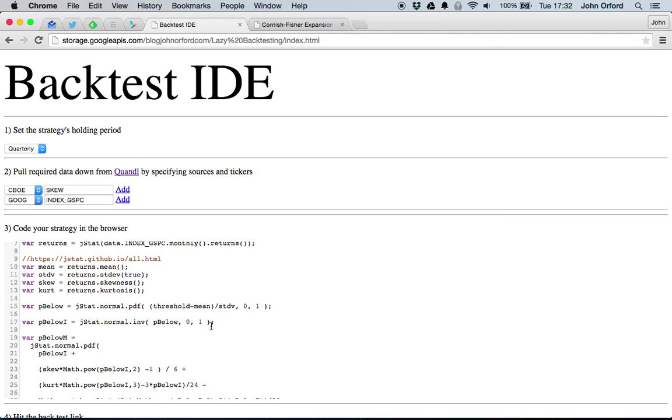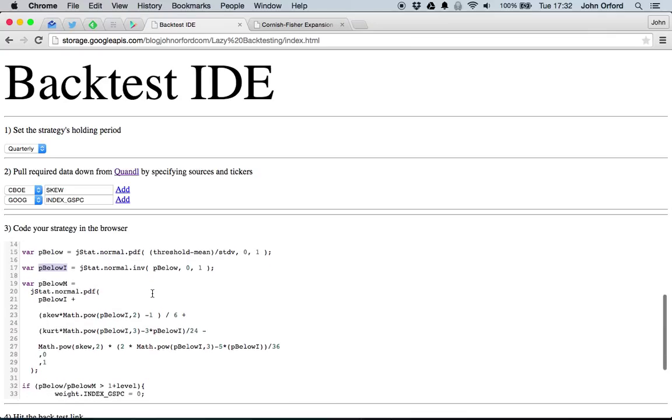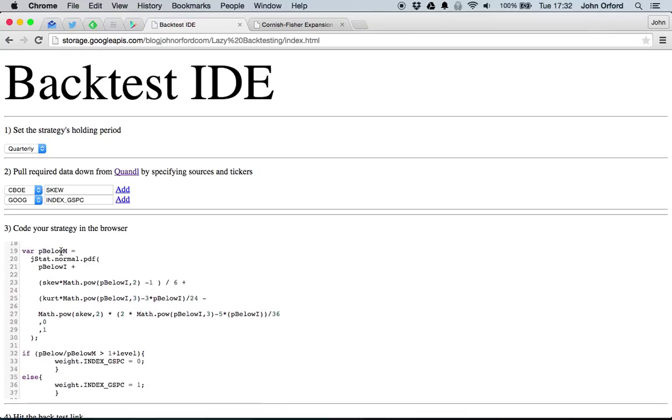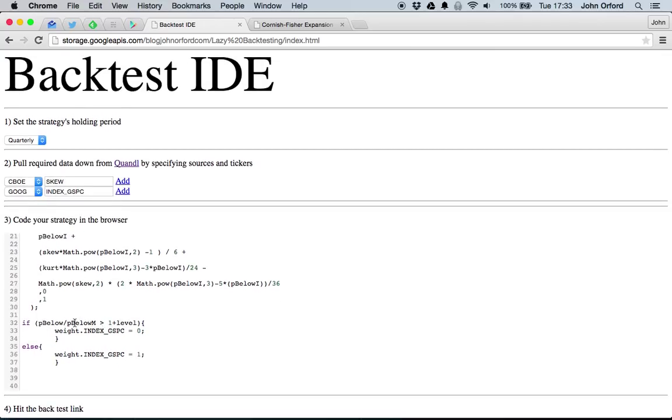So probability below 0, that's the threshold here. Then just the inverse of the expression above. So this is the modified probability with the Cornish Fisher expansion. As you can see, it's pretty heavy going with the formula. But that's there. And then the logic, we have the ratio down here, the ratio between normal and modified. And then it's basically if the ratio is above the level, sell, else be long all the time.